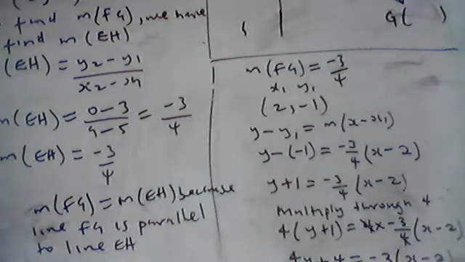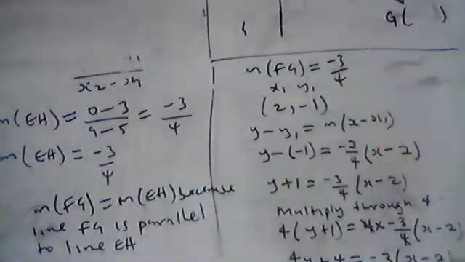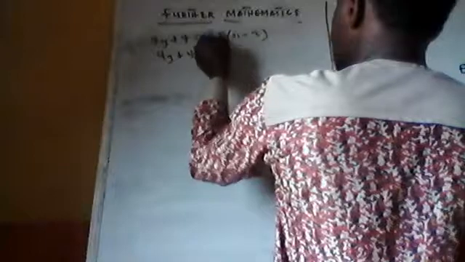Good. Now let me continue from here. The solution to this question is somehow long, don't worry. If I open the bracket, I'll be having 4y plus 4. Let me write it out again so that you see how I got it. We're having 4y plus 4 equal to minus 3 bracket x minus 2. So that is it. Now let's continue. If we open the bracket, we have 4y plus 4 equal to minus 3x.